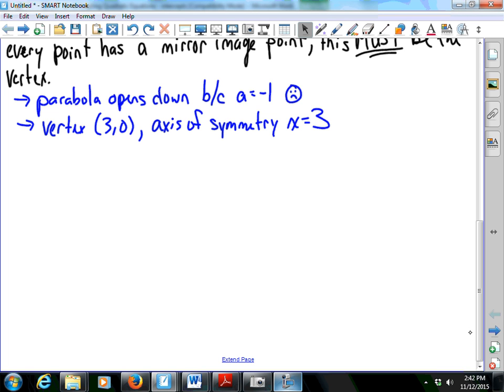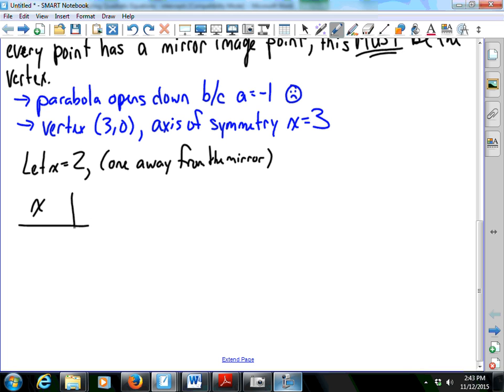Why not pick a value maybe 1 away from the mirror? So let's try x equals 2. If we let x equal 2 in the equation of y, it's 1 away from the mirror. So how about I put this in a table of values? Maybe that might be easier.